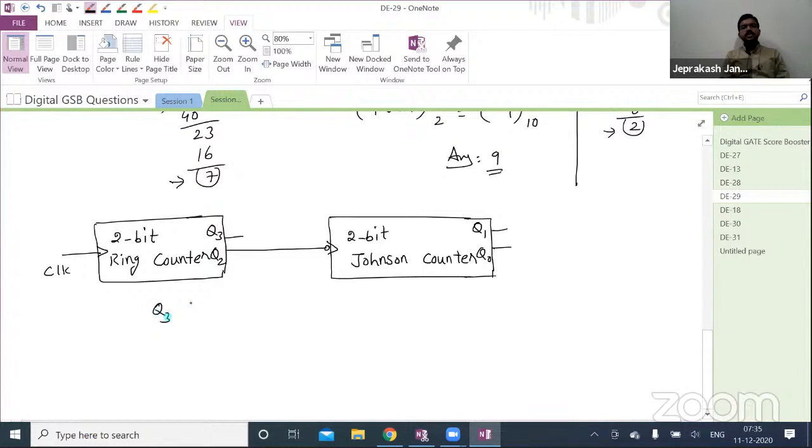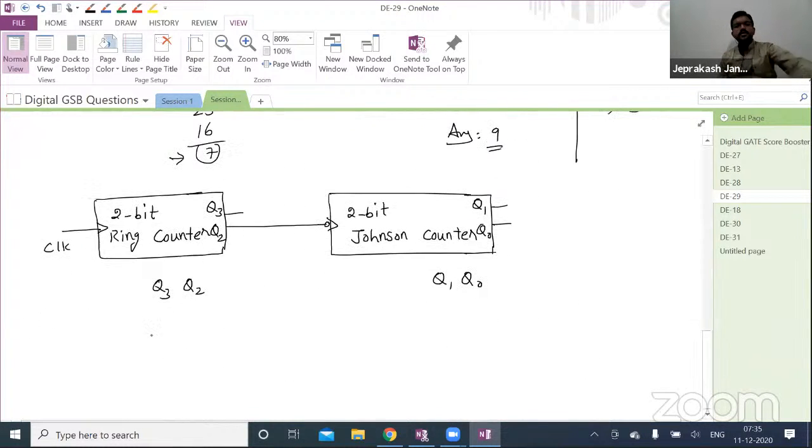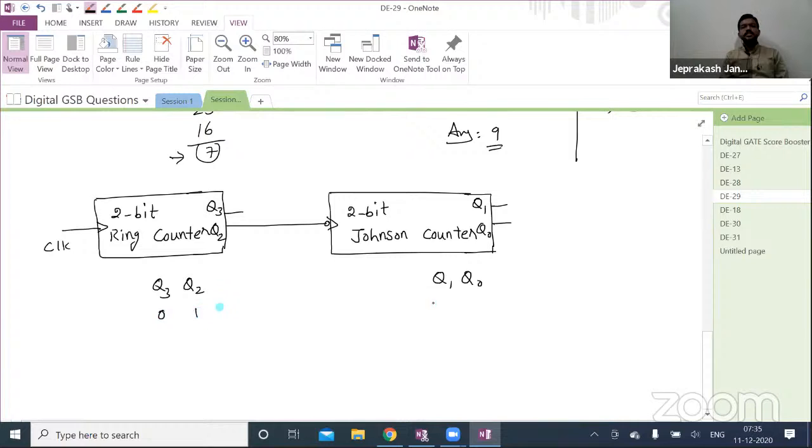Okay. So the initial state they have mentioned for Q3, Q2, Q1, Q0 is 0, 1, 0, 1, right? Regarding the 4-bit circuit, they have given the initial state as Q3 to Q0 equal to 0, 1, 0, 1.